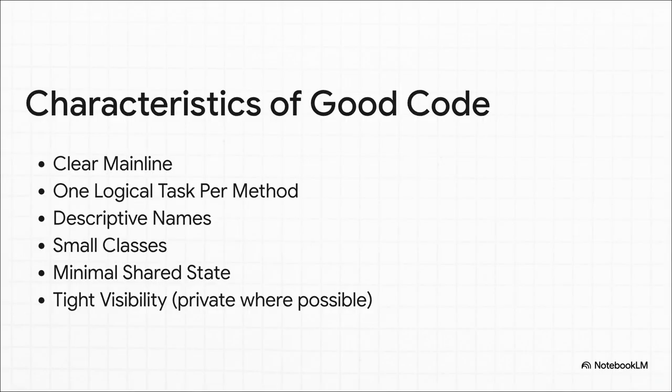So what does good OOP code even look like? Well, it's easy to read. Each method does just one thing. Your class and method names actually describe what they do. Your classes are small and focused. And you're always protecting your data by keeping things private unless they absolutely need to be public. Sticking to these rules makes your code so much easier to work with down the line.